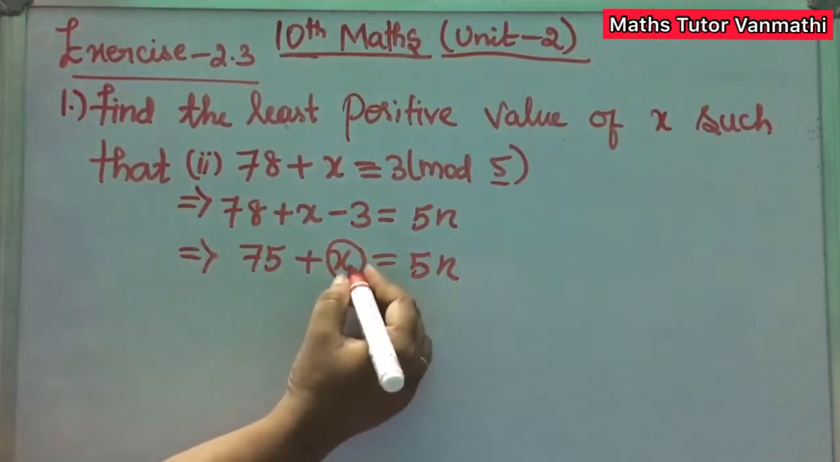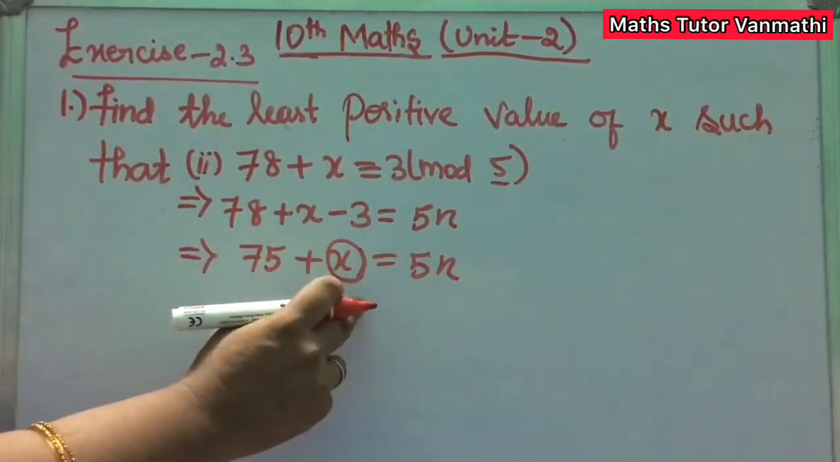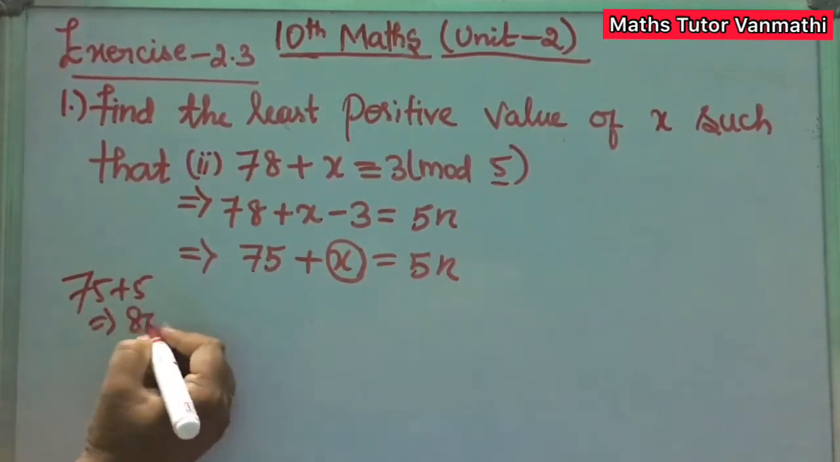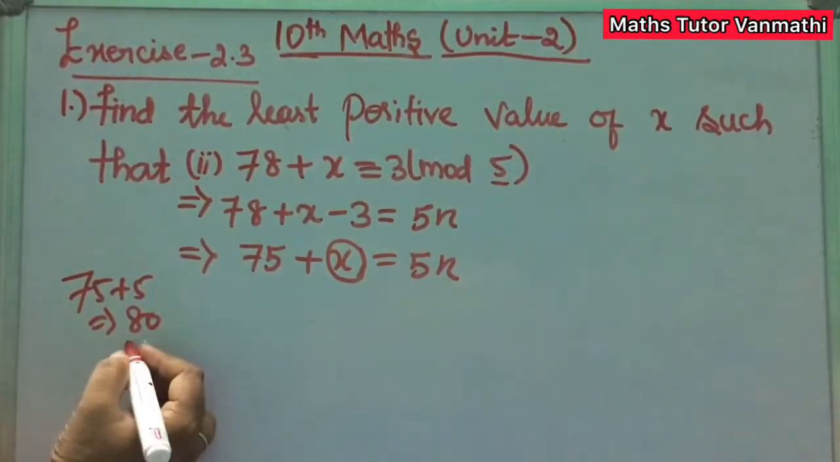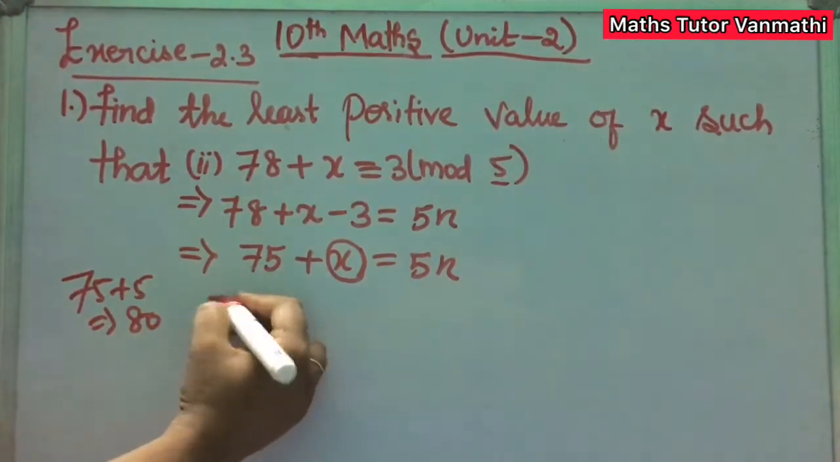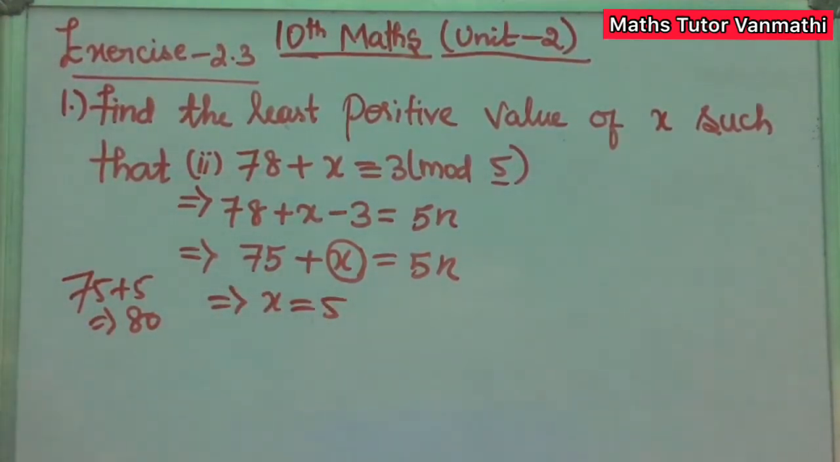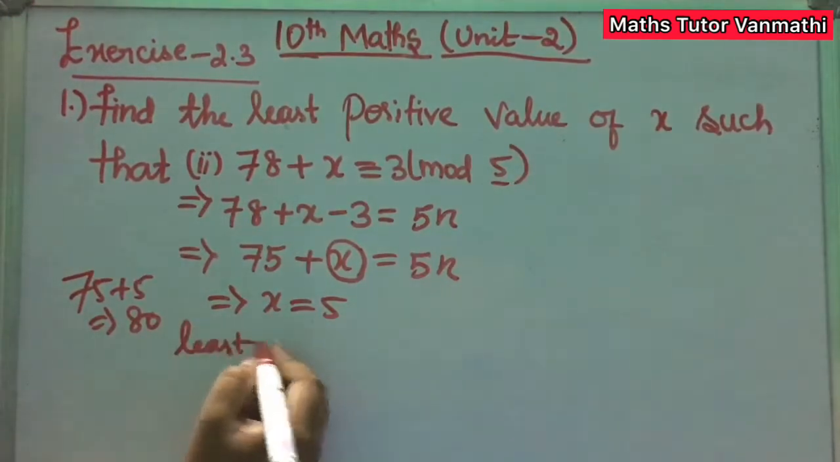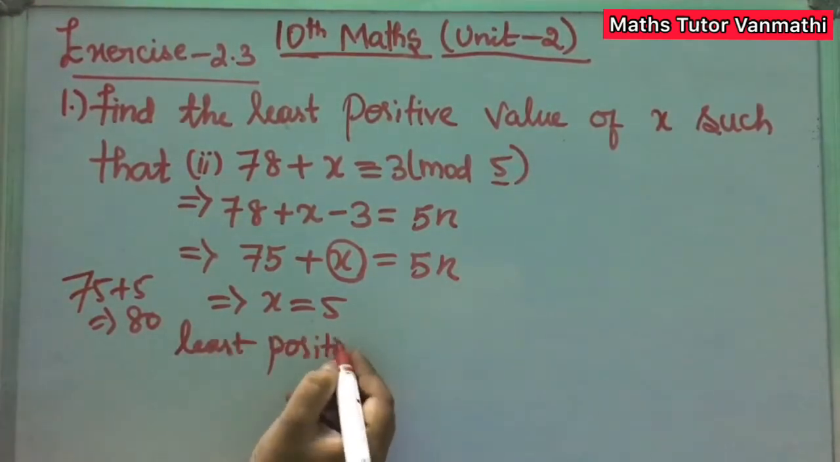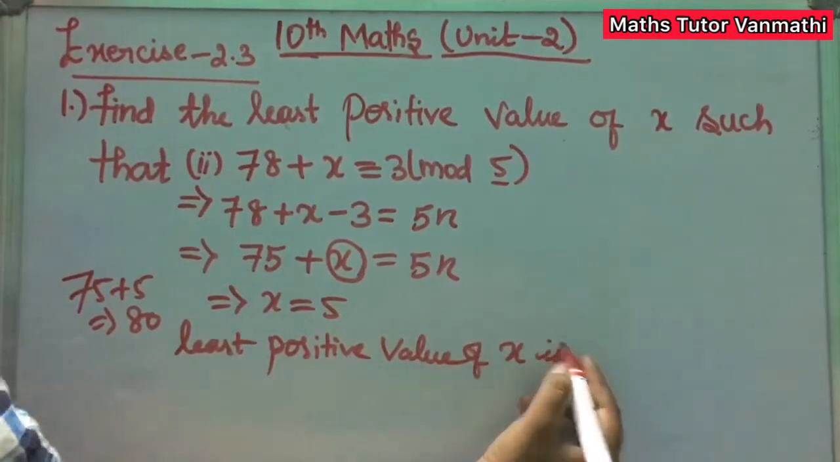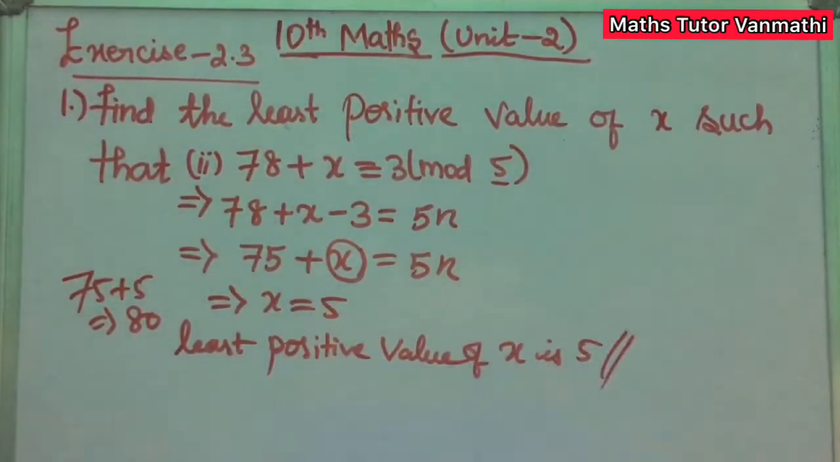And finally, adding this 5, you will get 75 plus 5, you will get 80. Okay, 80 is a multiple of 5. From this we can say that x is equal to 5. That is, the least positive value of x is 5. Clear? By understanding the concepts, you can very well do the problems.